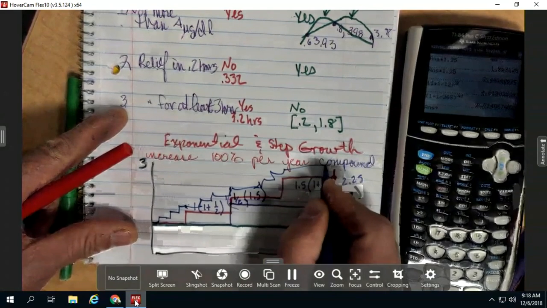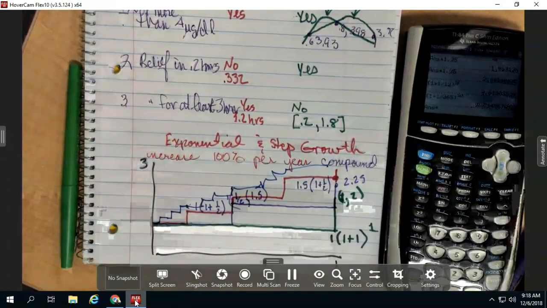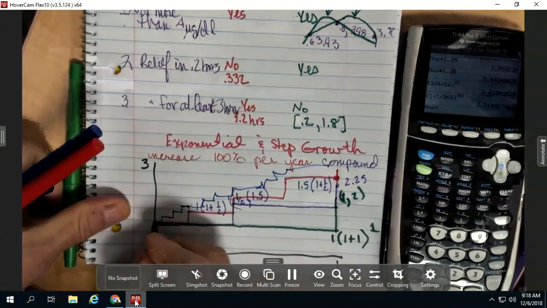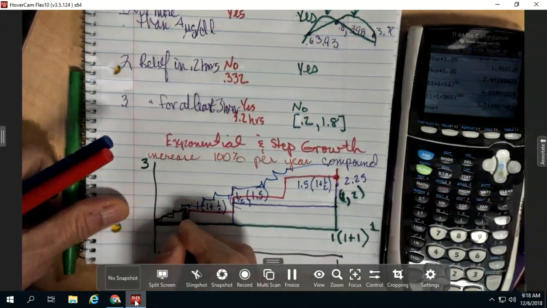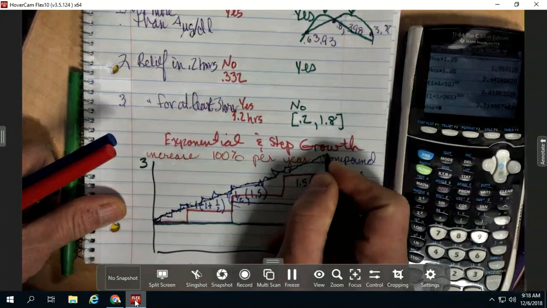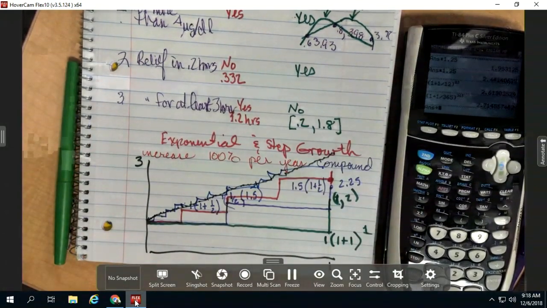Now, you get the picture, right? I did not draw my steps very good. But you see what's happening. As you compound more often, and then you get to 365, those steps are so small that if you look at them from where you're sitting, it looks almost like a line, right? Oh, we wouldn't say a line, a curve, right? Because we can tell it's not straight.